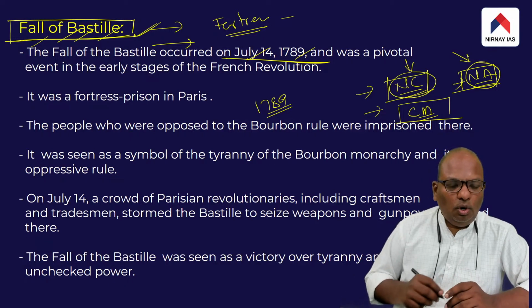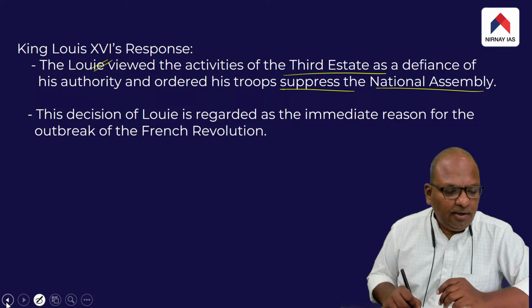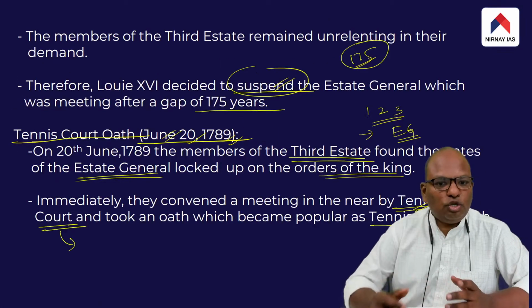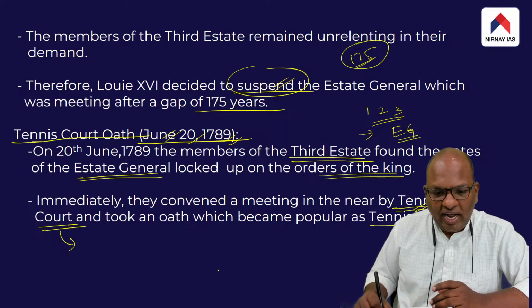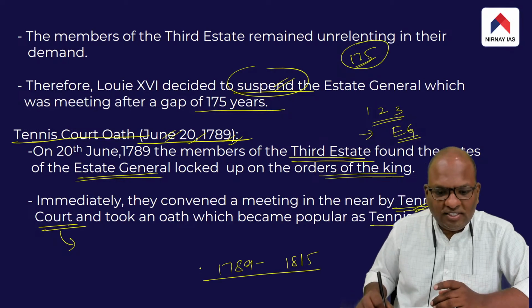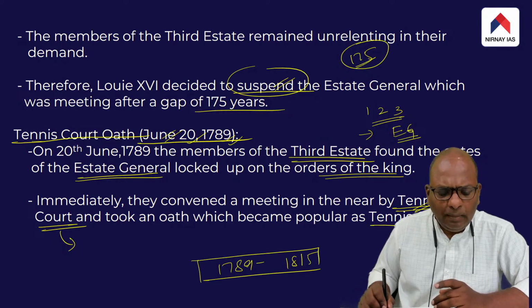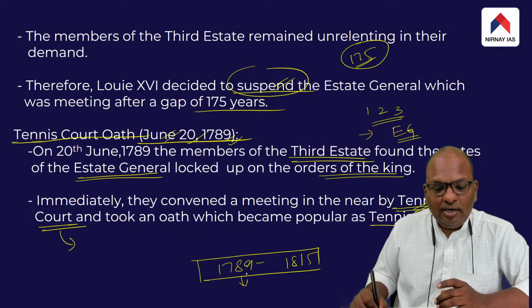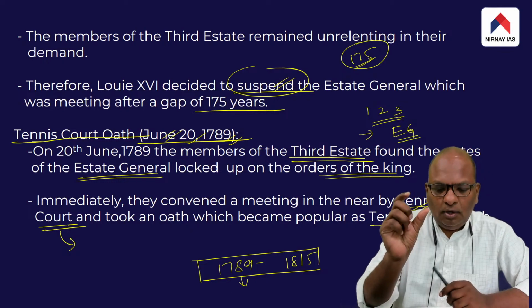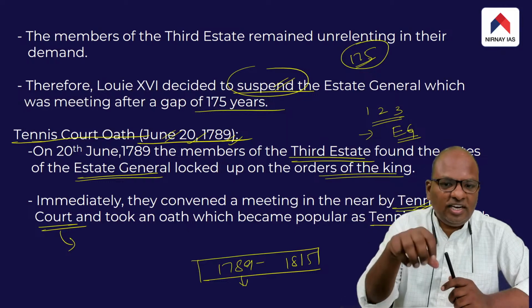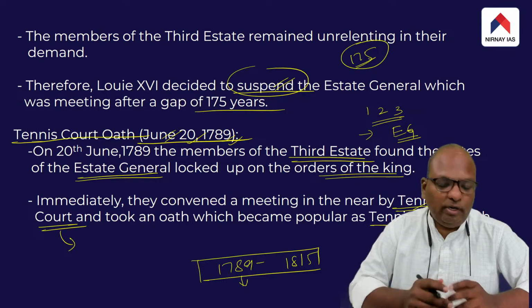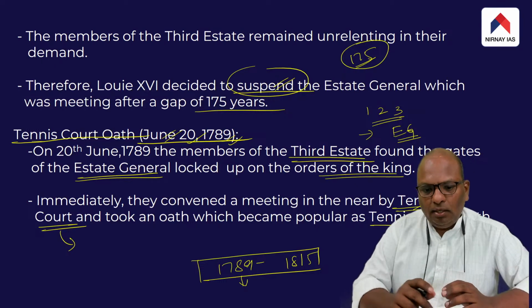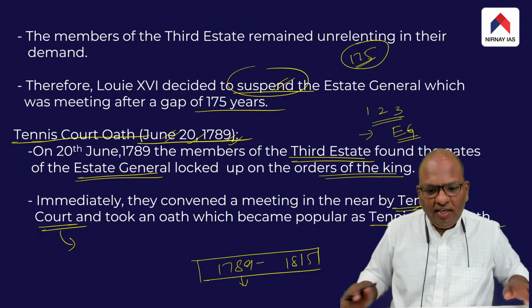So in today's class, we have seen the factors responsible for the outbreak of the French Revolution. The French Revolution happened between 1789 and 1815. This is what we call the period of the French Revolution. But in today's session, we have just taken a look at a part of it. First in this class, we have discussed the actual reasons for the outbreak of the French Revolution. Clear? So that's all for today.